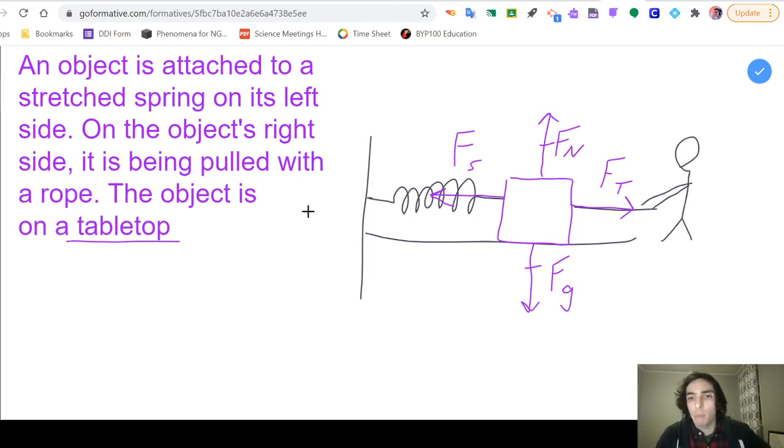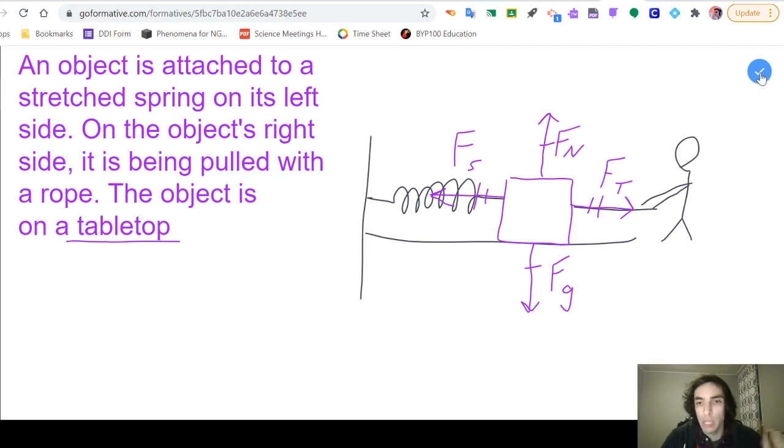Now, if this object were at rest, then we would know also that this tension force is equal to this spring force. That's kind of a special case of this object being at rest, or we could think about that as similar to an object moving at constant velocity. If something is at rest, its forces need to be balanced, just like for an object moving with constant velocity.